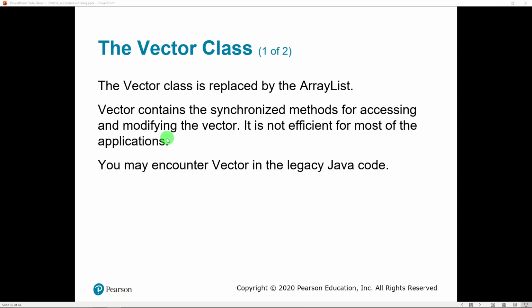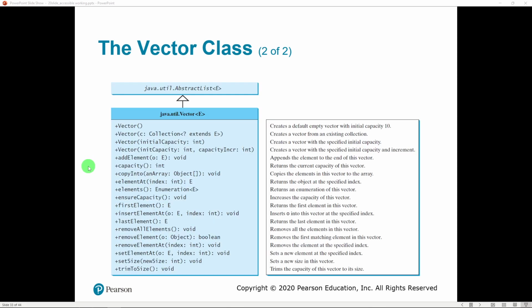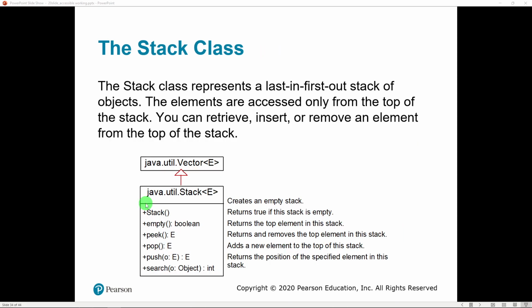The vector class is not efficient for most applications anymore. That's why you shouldn't use it. But you may see it in legacy code. Here are some of the methods that you can see for a vector: creating a vector, adding elements to the vector, checking the capacity, looking at the elements in a vector, much like an array list, right? There's not a ton of difference, except it's just not efficient anymore. So very similar in a lot of ways to an array list. This is more so that you know it and understand it when you see it, but don't use it for any new code. Let's talk about stacks.